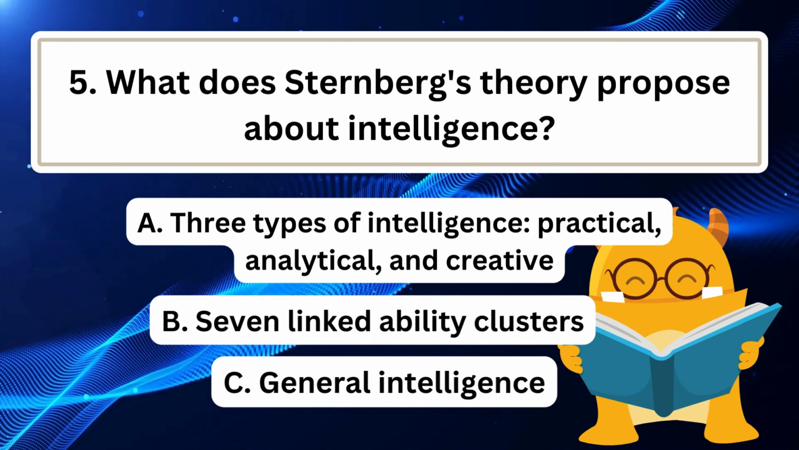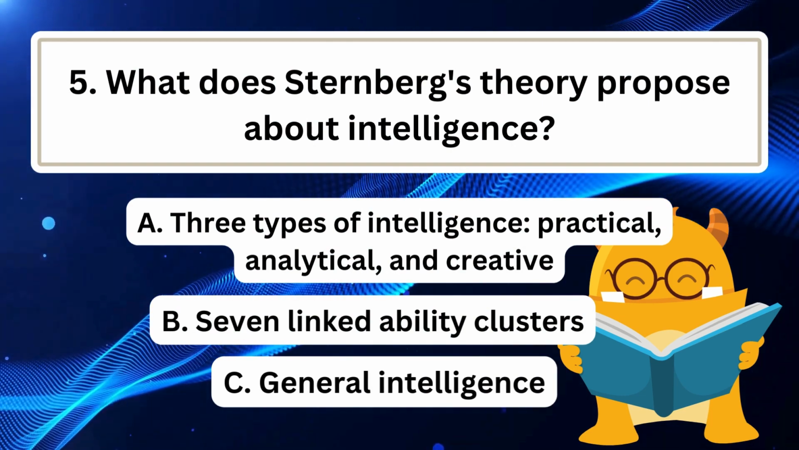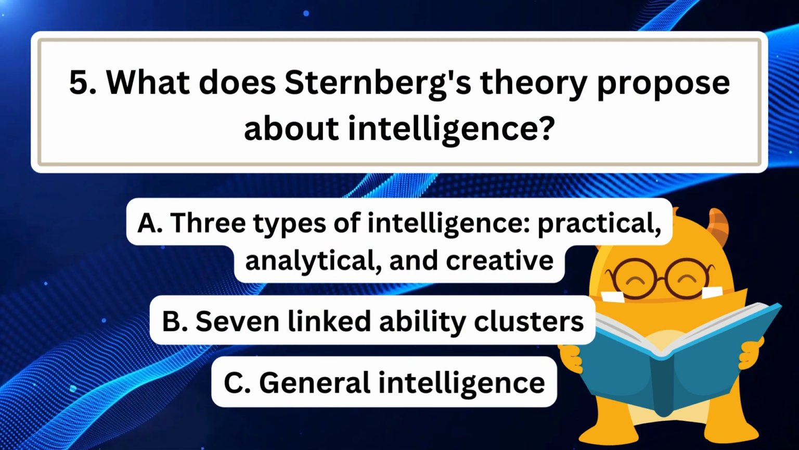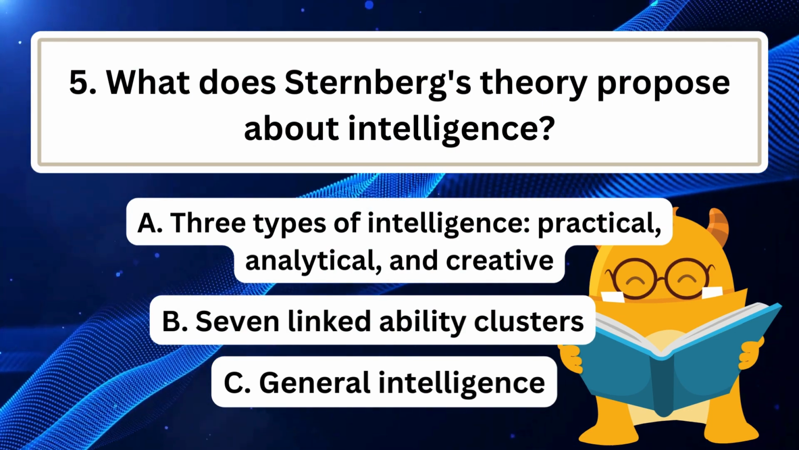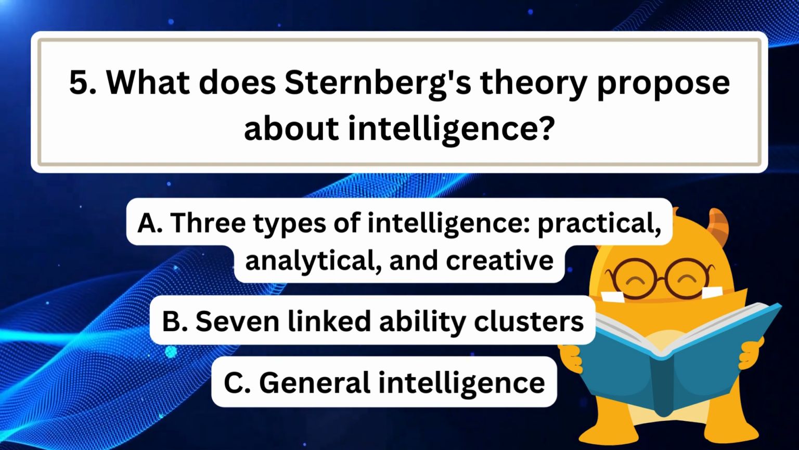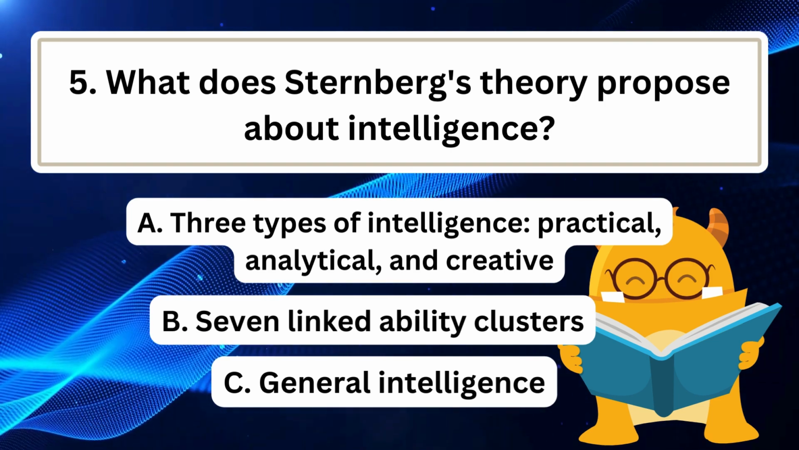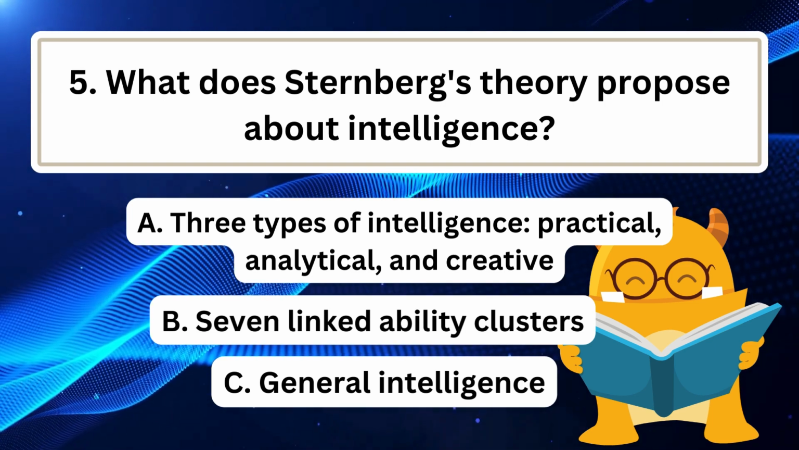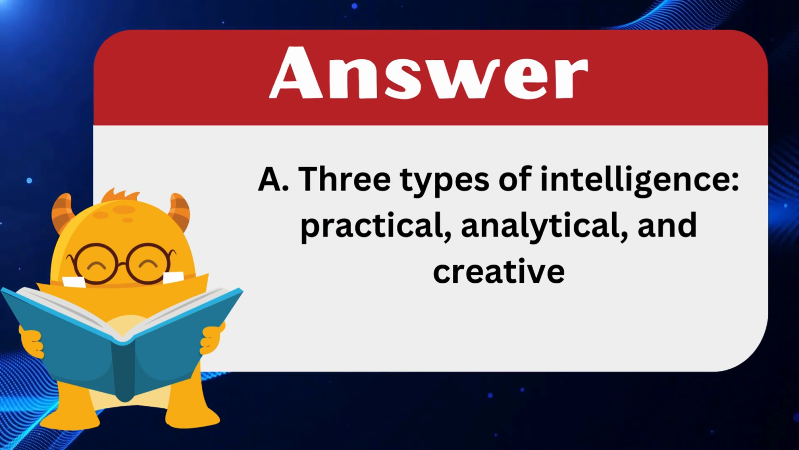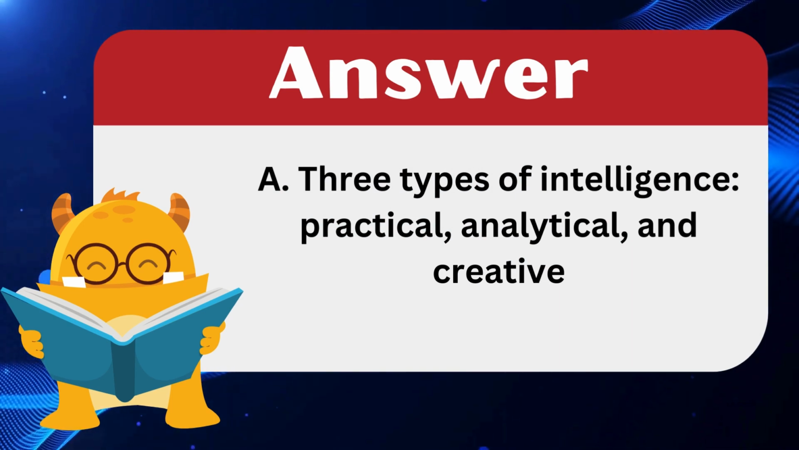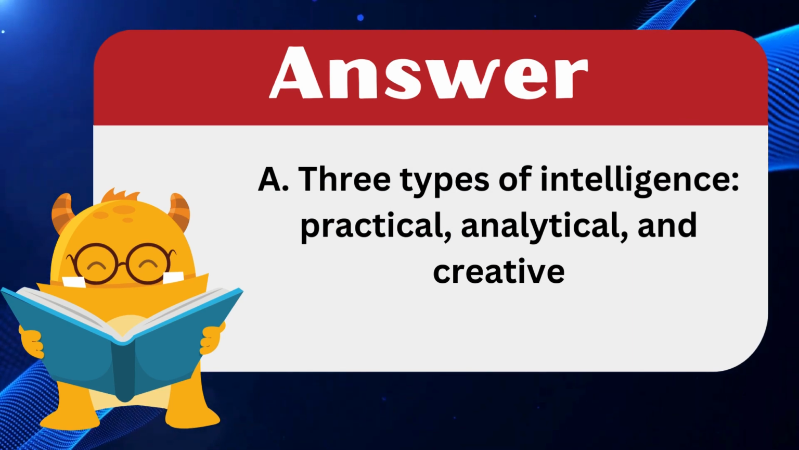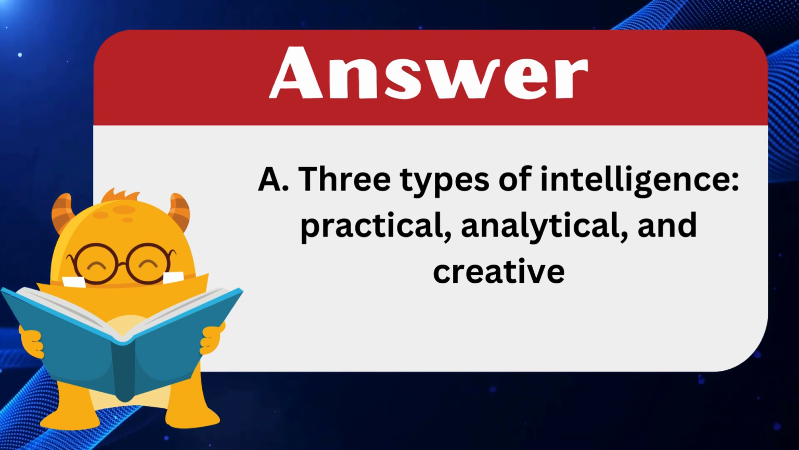5. What does Sternberg's theory propose about intelligence? A. 3 types of intelligence: practical, analytical, and creative. B. 7 linked ability clusters. C. General intelligence. A. 3 types of intelligence: practical, analytical, and creative. Sternberg's theory suggests 3 types of intelligence: practical, analytical, and creative intelligence.